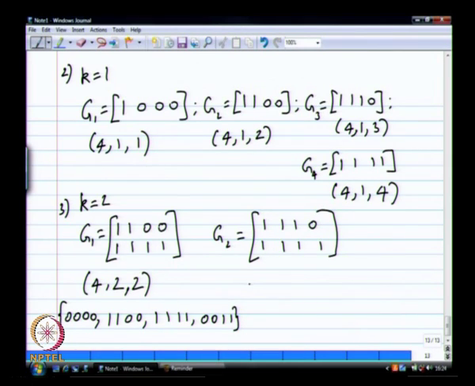What about G2? 4, 2, 1. If you find out, the code is 0000, 1110, 1111. The last code word is 0001.